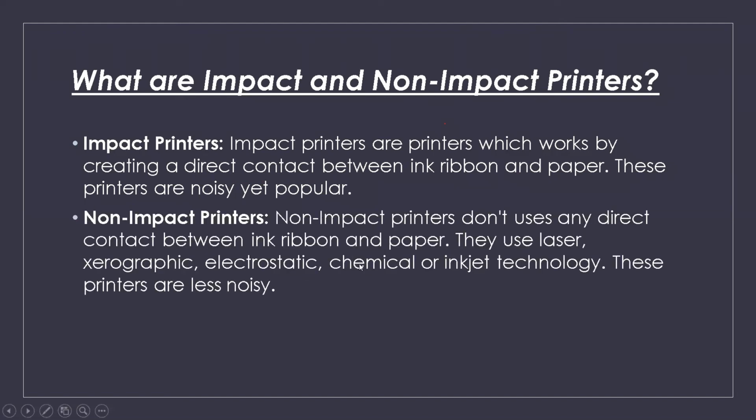Then non-impact printers don't use direct contact. They use laser, xerographic, electrostatic, chemical, or inkjet technology. They use any one technology. If it is using laser, it's a laser printer. If it is using inkjet, it's an inkjet printer. These printers are less noisy. Understood? So in impact printers, there is direct contact between the paper and the ink ribbon. In non-impact, they use technologies like inkjet or laser.